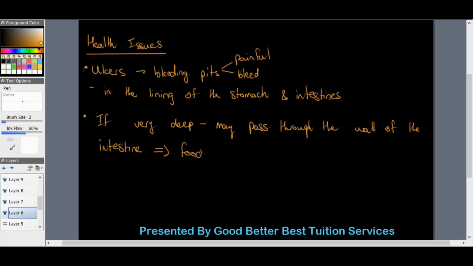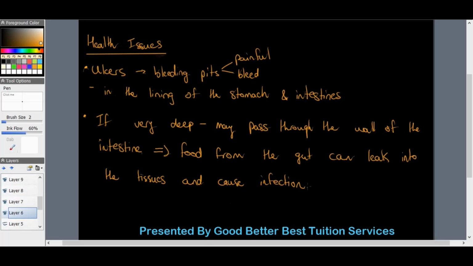Food from the gut can leak out into the tissues and cause, obviously, infection, because it is digestive food with enzymes. It's poison. And of course, if it bleeds, you can cough up blood as well, and it'll be a very serious infection.